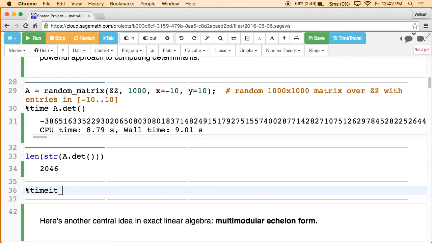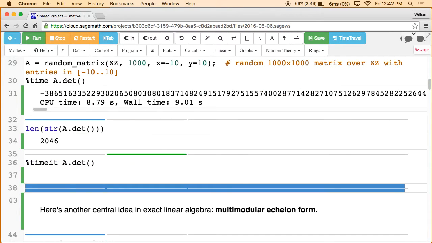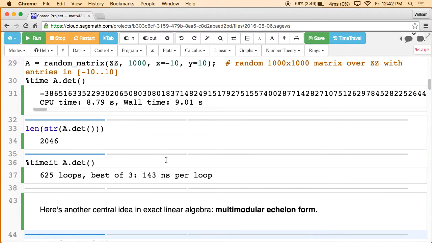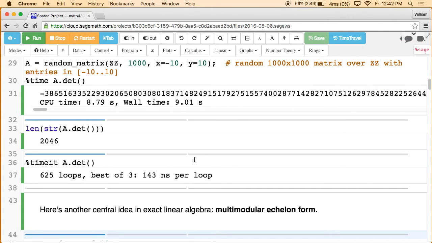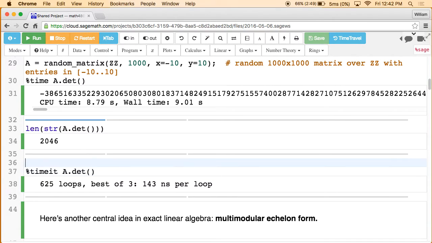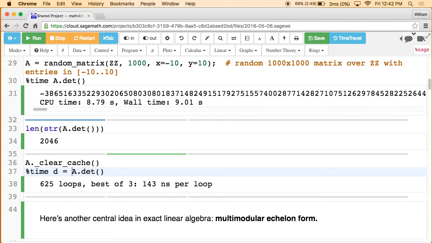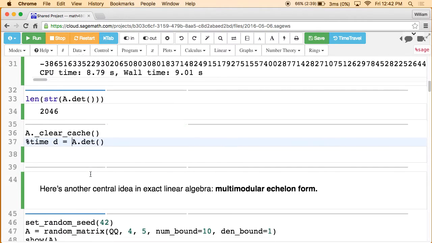So watch, if you do time a.det(), it will always seem very fast. Very, very fast. Why? Because, see, it says 143 nanoseconds, because it caches the result. If you do a.clear_cache(), I think, and then just time it, then I think that will really take the full 10 seconds, at least.